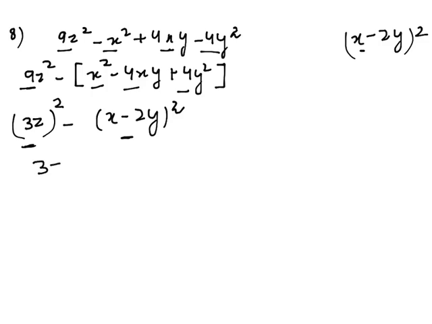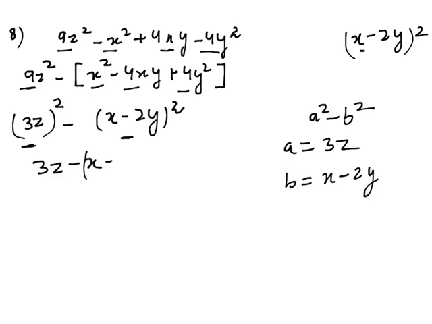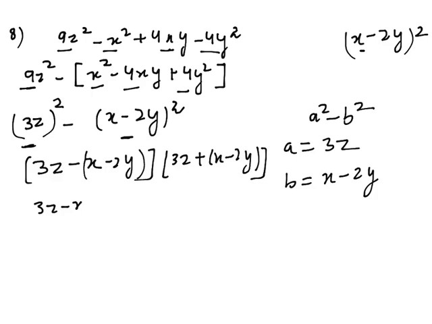So how can we write it? As 3z minus x minus 2y, this is a minus b, and again we have a plus b, 3z plus x minus 2y. So we can open the brackets, and we will get 3z minus x plus 2y, and here we will get 3z plus x minus 2y. So this is the required factorization of the given expression.